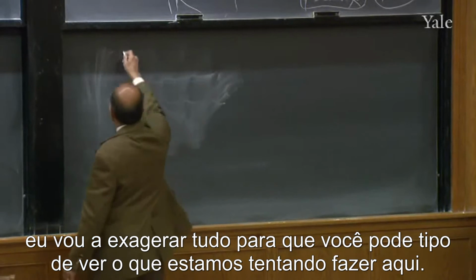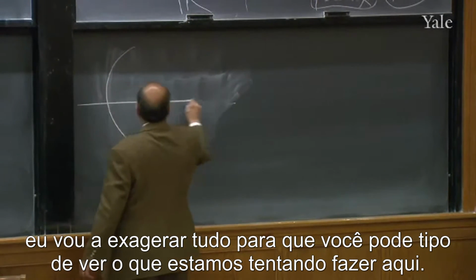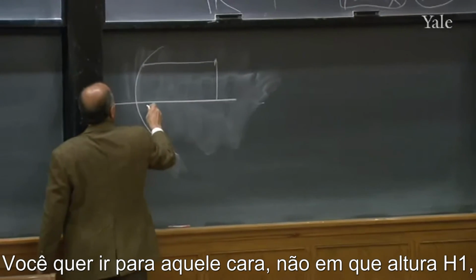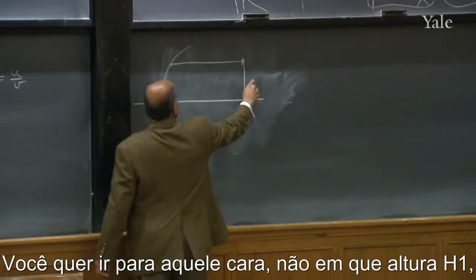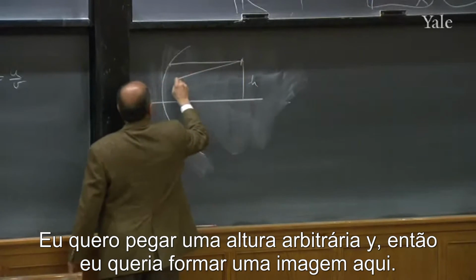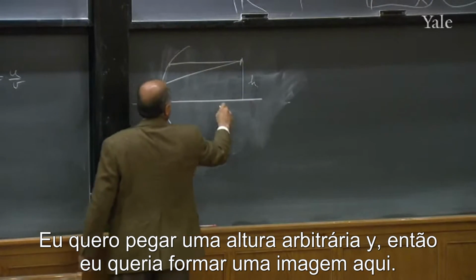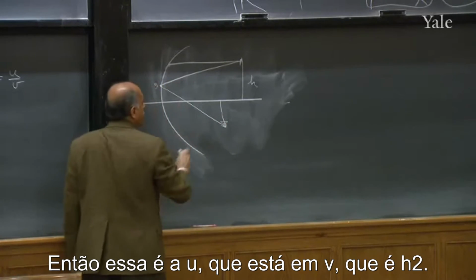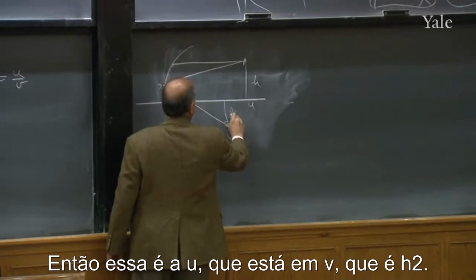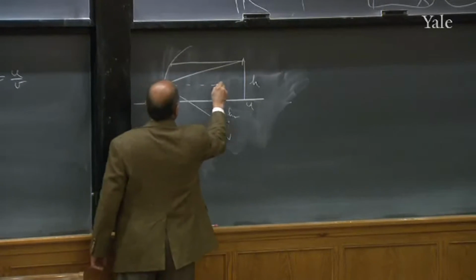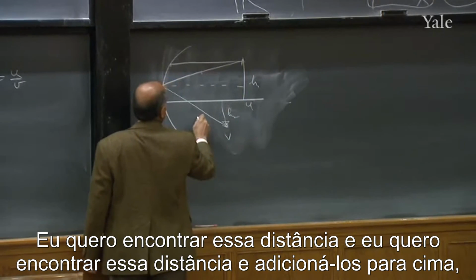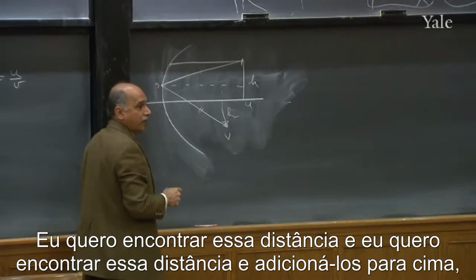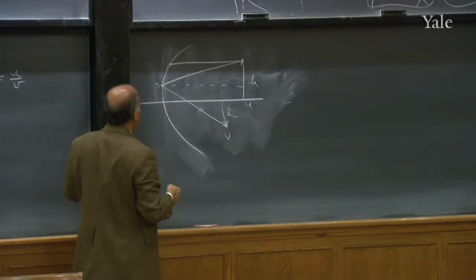I'm going to exaggerate everything so you can sort of see what we are trying to do here. You want to go to that guy, not at that height h1, sorry. I want to pick an arbitrary height y. Then I want it to form an image here. So that's at u, that's at v, that's h2. I want to find that distance, and I want to find that distance, and add them up. And the answer should be the same as any of the winners.